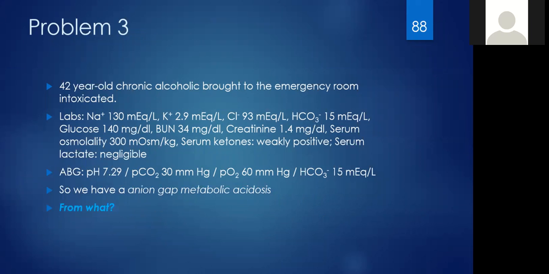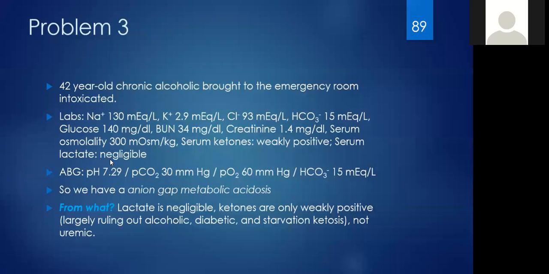Now the question is, from what? We checked the lactate, it was negligible. His ketones are only weakly positive, which largely rules out alcoholic ketoacidosis and diabetic ketoacidosis or starvation ketosis. He's not uremic. His BUN isn't terribly high. So we've got this unexplained metabolic gap acidosis. When you have an unexplained metabolic gap acidosis, you need to be considering an ingestion, specifically like a toxic alcohol ingestion or something like that.